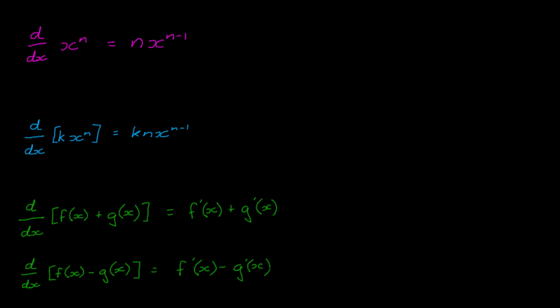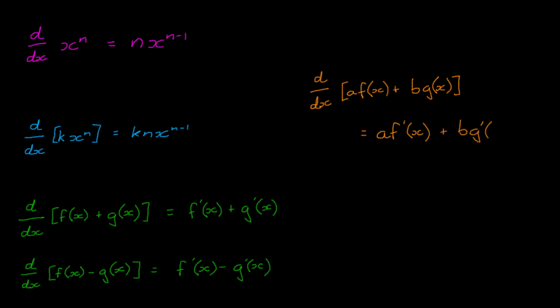Combining all of these together, what we actually get is one big formula that says that the derivative of a f of x plus b g of x is just going to be equal to a f dash x plus b g dash x.